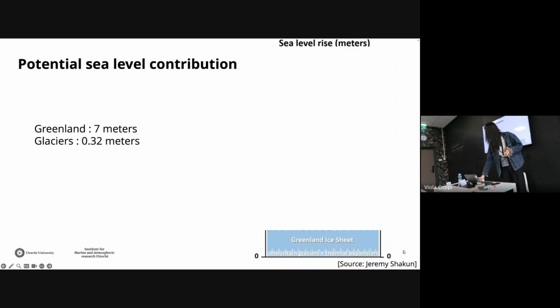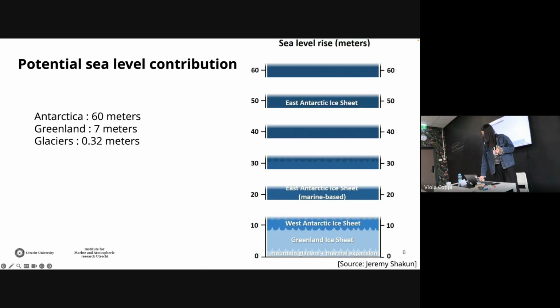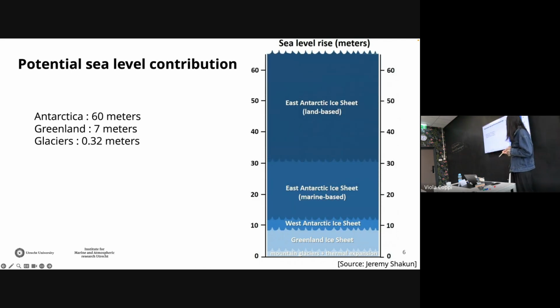For Antarctica, how much can it contribute to the total global sea level rise? 60 meters. Yes, quite large, right? So this is from the glaciers, Greenland, and different parts of the Antarctic ice sheet. As we can see, it would be a huge risk, especially in the Netherlands.